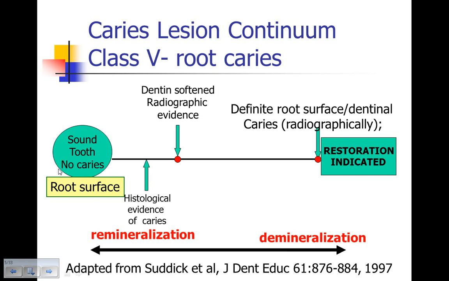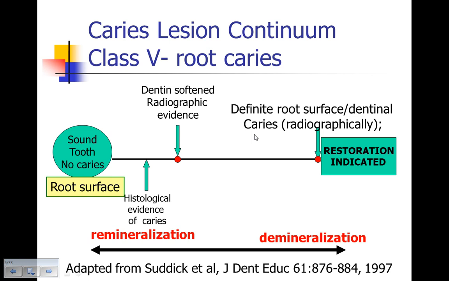We still have this phenomenon of an equilibrium via the saliva, via the minerals within the saliva, and what we ingest, what we brush, what we place on that surface through the use of fluoride. And so this remineralization, demineralization is at this equilibrium. Eventually, as the caries progresses, we'll see histologic evidence of caries, until finally the dentin softened and we see radiographic evidence. Keep in mind we're talking about the initial caries lesion that starts on a root surface, until finally we have definitive root surface caries.